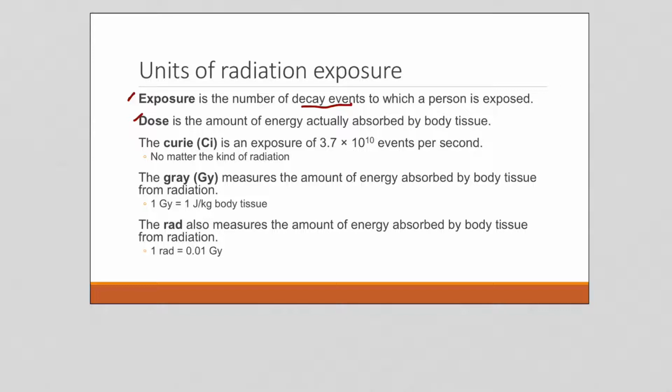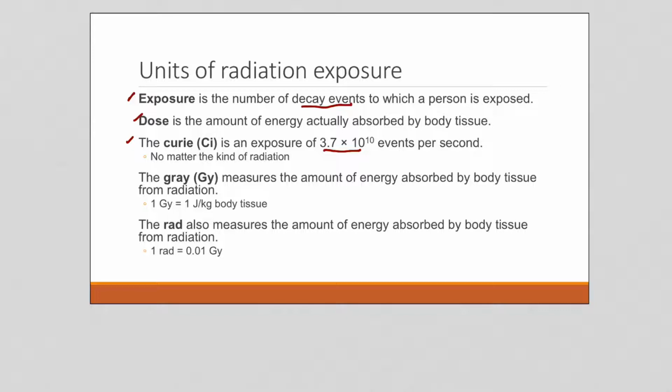Now, the basic unit of exposure is called the Curie, named after, of course, Marie Curie. And the way this is measured is 3.7 times 10 to the 10th, so about 37 billion events per second. So it doesn't matter whether it's alpha, beta, or gamma, but 1 Curie of exposure is equivalent to 37 billion decay events per second.